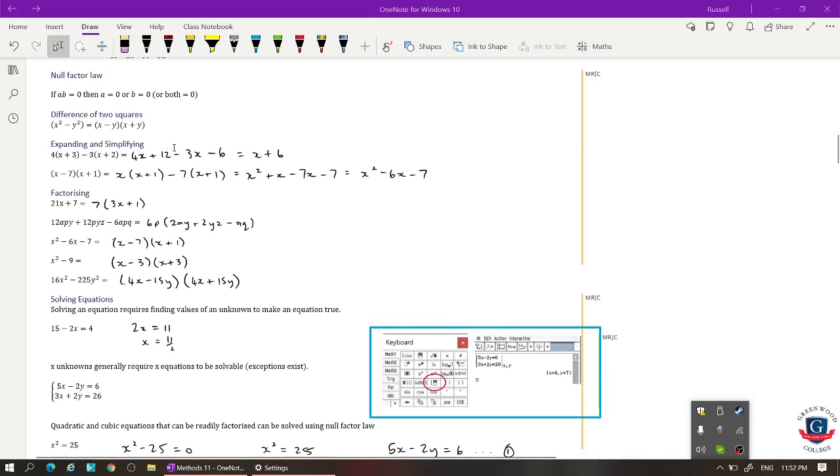Null factor law assists us with a lot of our solving of equations, and the idea here is if we have ab equals 0, then for that to be true, either a has to be 0 or b has to be 0, or both of them have to be 0.